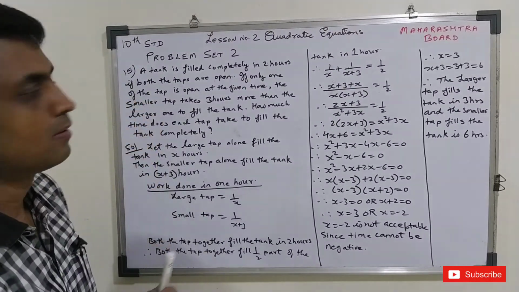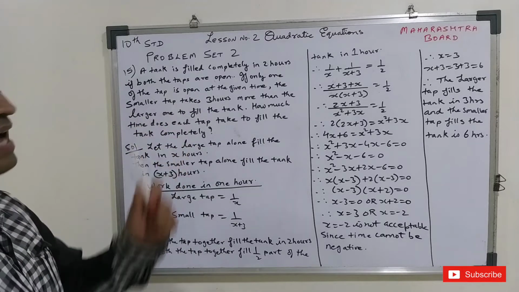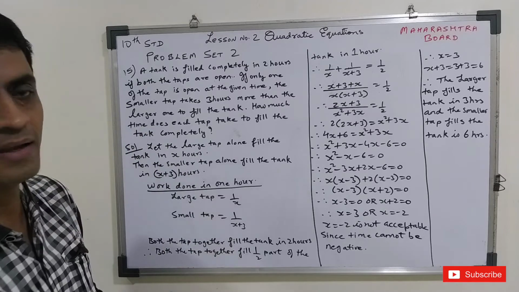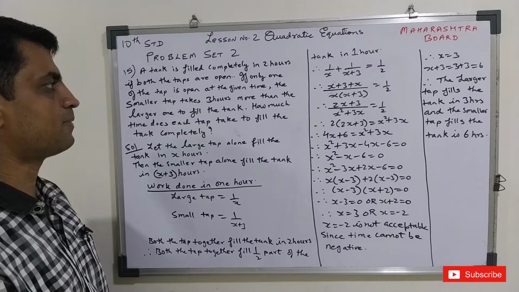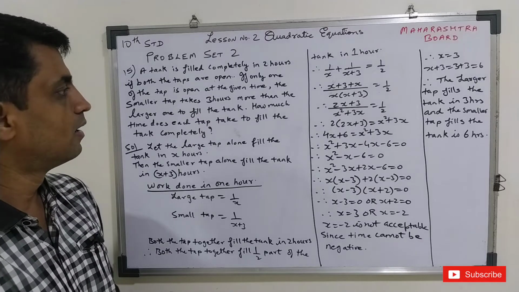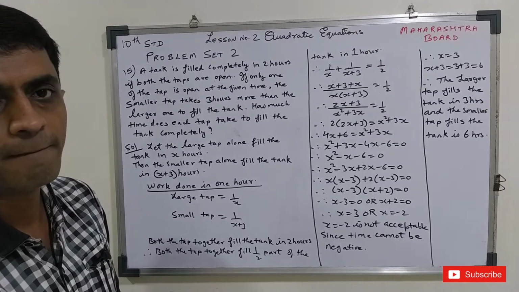Sum 15. A tank is filled completely in 2 hours if both the taps are open. If only one of the taps is open at a given time, the smaller tap takes 3 hours more than the larger one to fill the tank. How much time does each tap take to fill the tank completely?